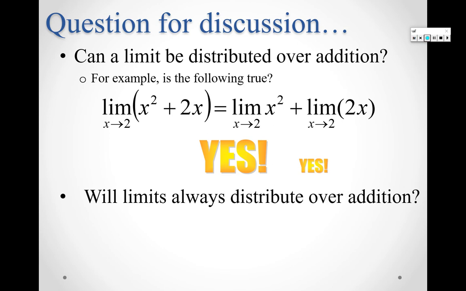Will it always distribute over addition? Yes. Limits behave so nicely. It's not clear exactly why. I haven't proved that it's true, but it is nice for doing questions. In fact, you probably already used this last night in the homework when you subbed into a polynomial. You just subbed into the individual pieces. You didn't think about it. You go, oh, I'm totally allowed to just sub in as I go.